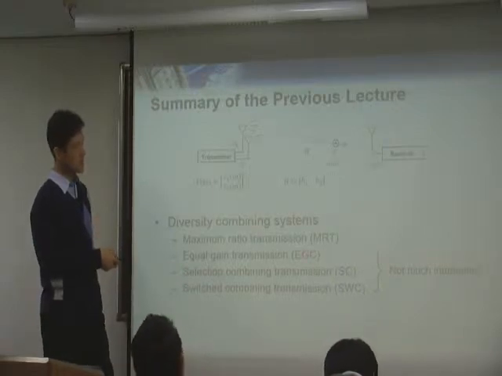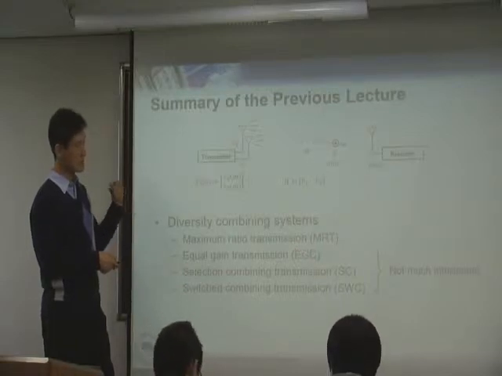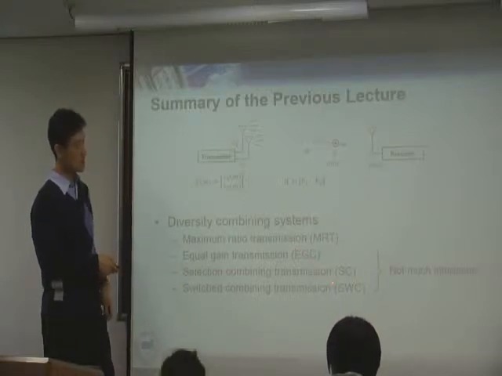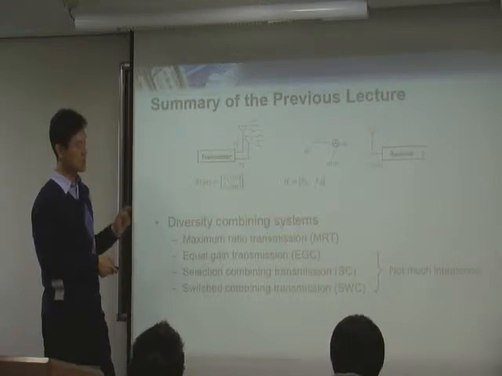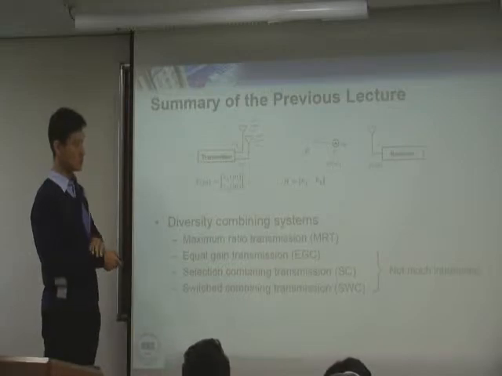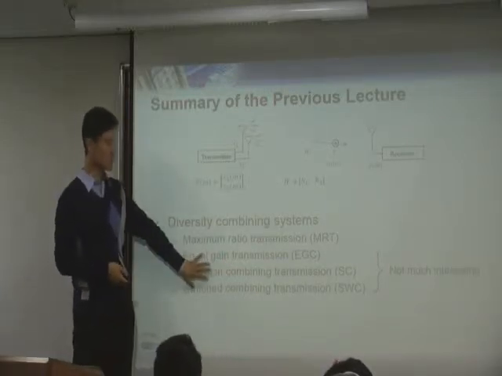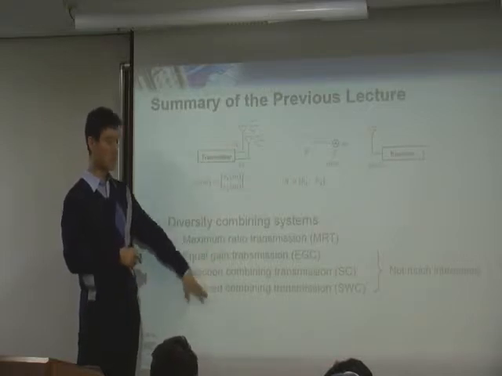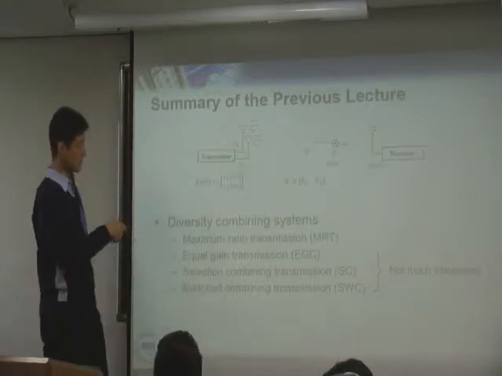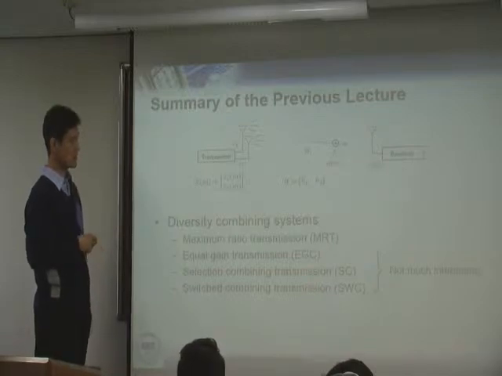So equal gain combining is trying to reduce the complexity a little bit by choosing the equal gain. Selection combining and switch combining, you are trying to use only one antenna, and then you actually save a lot of complexity. So these three are low complexity versions in different ways. But in this case, the transmitter doesn't care about complexity, so these are not much interested. We are only interested in MRT.